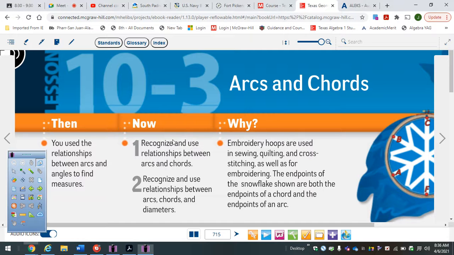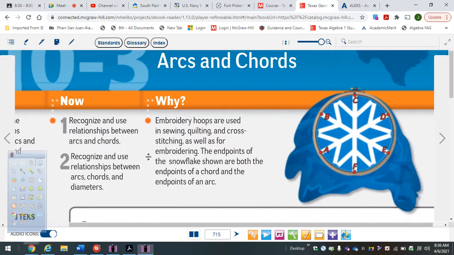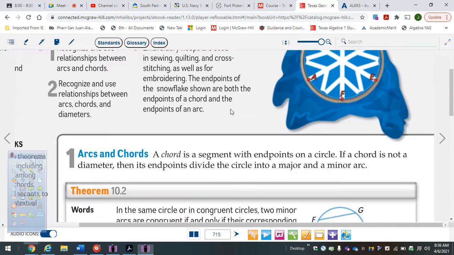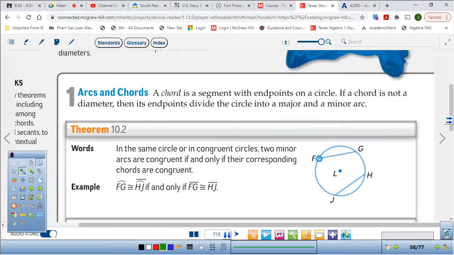Chords today, 10-3. We're going to recognize and use relationships between arcs and chords, and recognize and use relationships between arcs, chords, and diameters. So remember, an arc was going to be this part here, and a chord was going to be right here. We're just going to go over that stuff real quick.